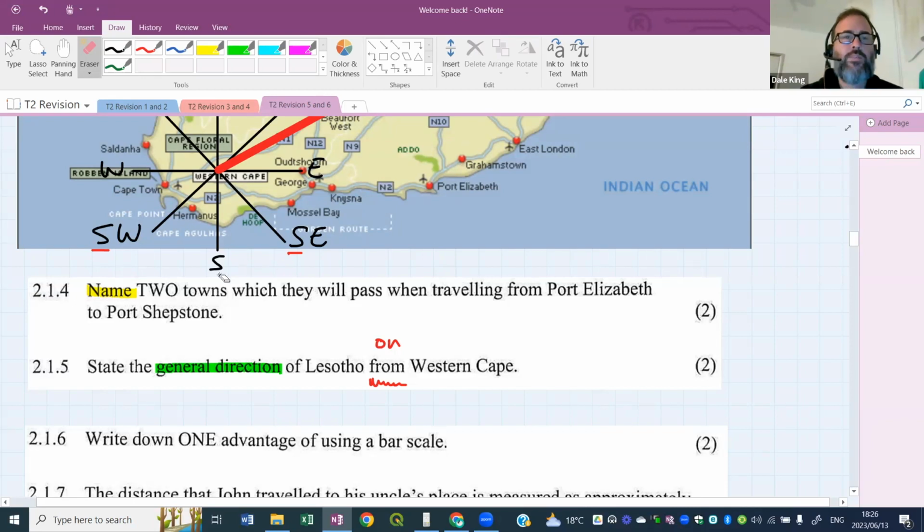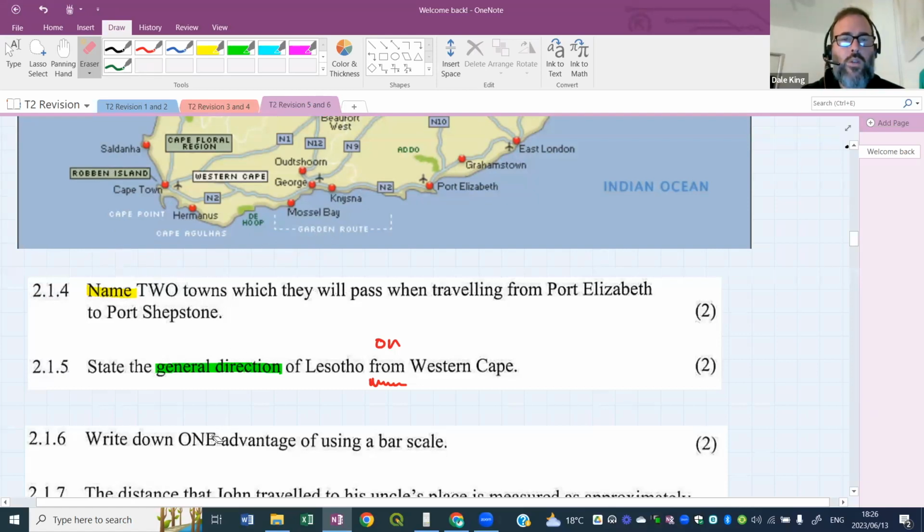All right. Let's have a look at the next question. The next question is question 216. It says, write down one advantage of using a bar scale. One advantage of using a bar scale.